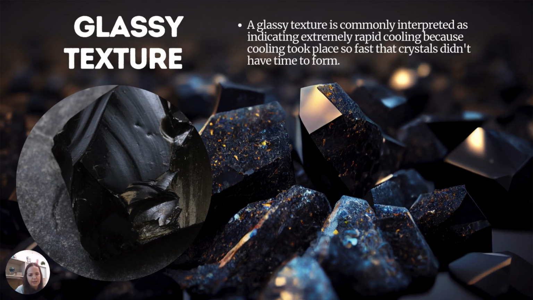Another texture is glassy texture. This is commonly from very, very rapid cooling. Because the cooling takes place so fast, no crystals form, and you're really just looking at volcanic glass. An example of this would be obsidian. Obsidian is what Native Americans would have used for arrowheads and hunting. It's a really sharp-edged rock, and you can make it even sharper by sculpting it into an arrowhead.